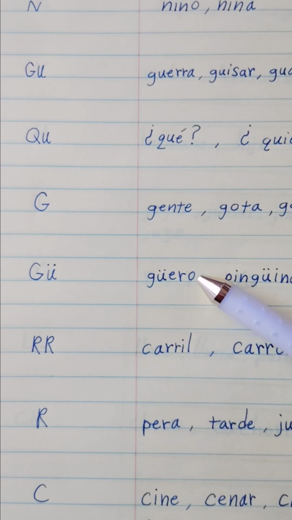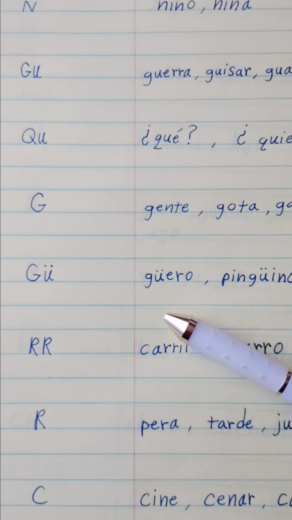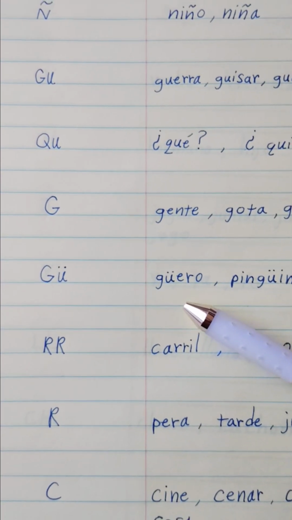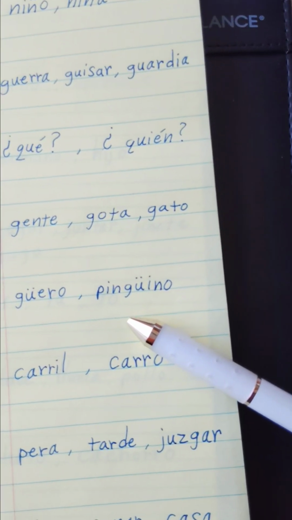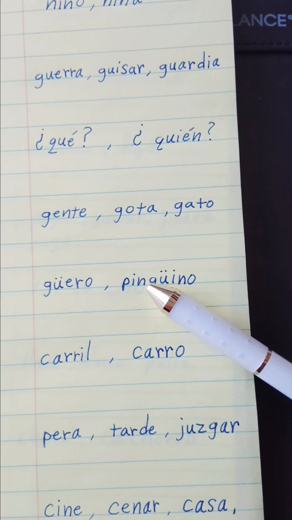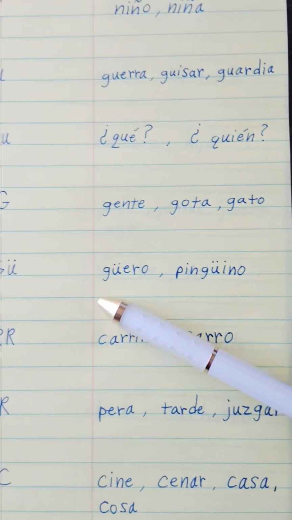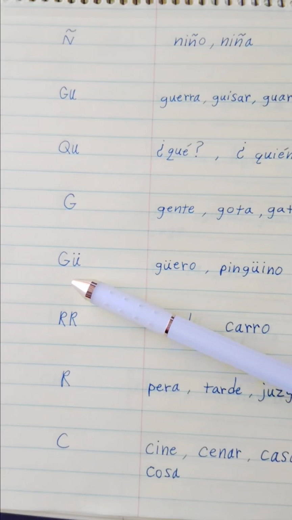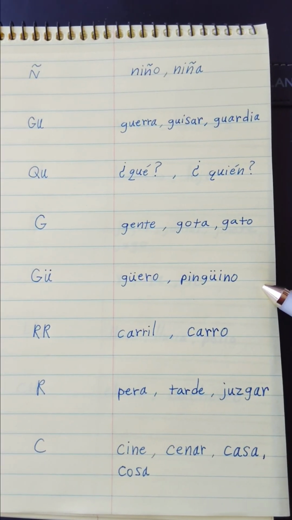Güero. Now if I drop the O and put an A, it would be güera, a blonde female person. Now pingüino, of course, it means penguin. So right here, pingüino. W, w, w, w. So I hope this was really clear.